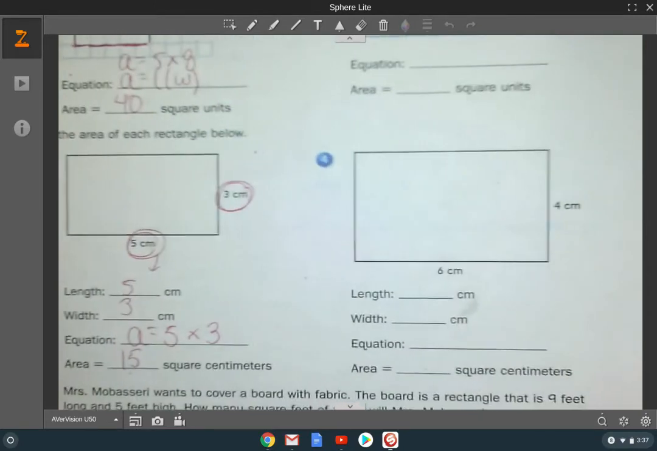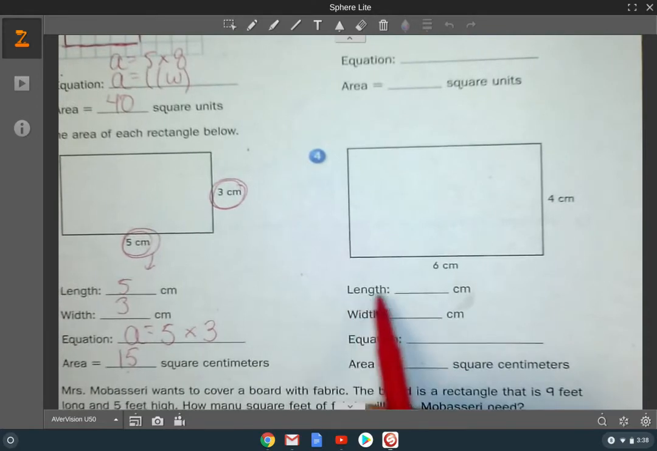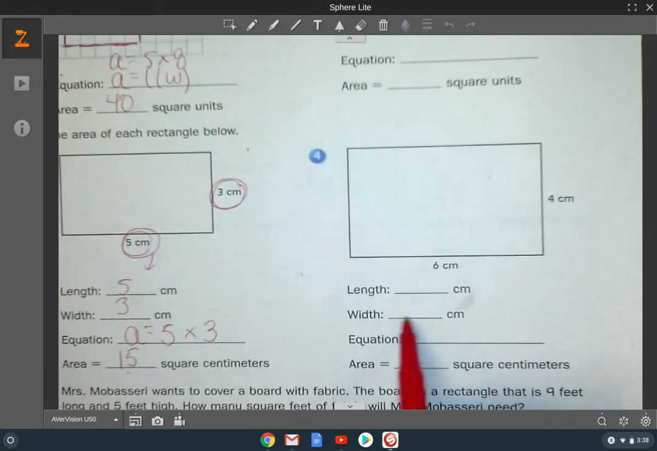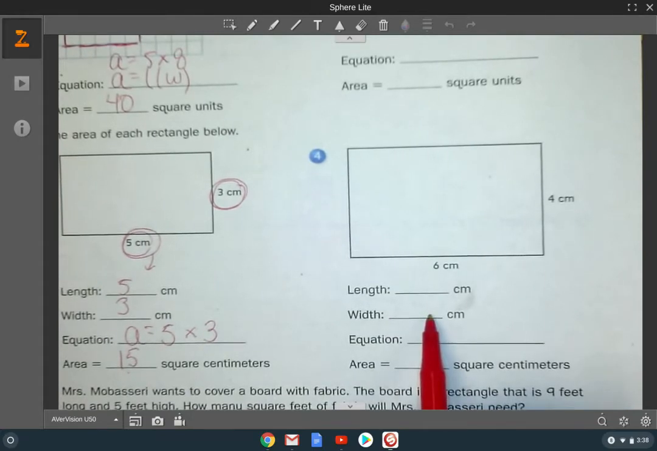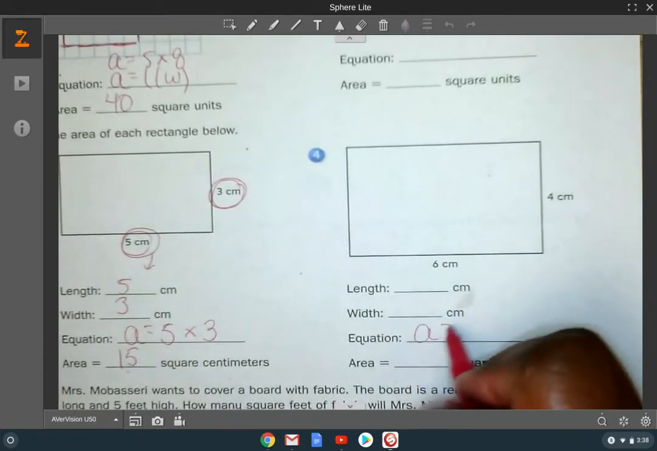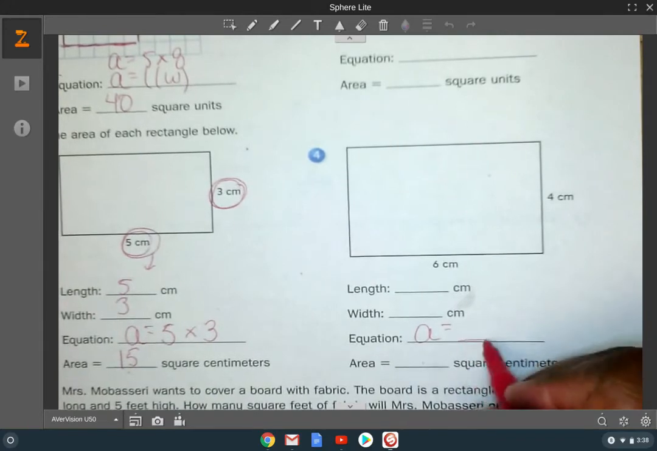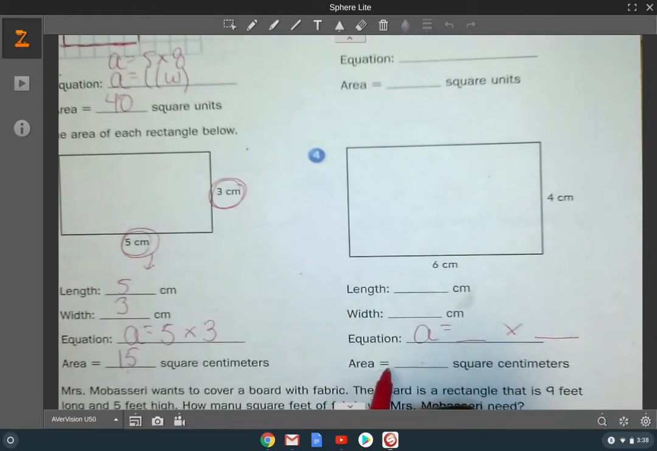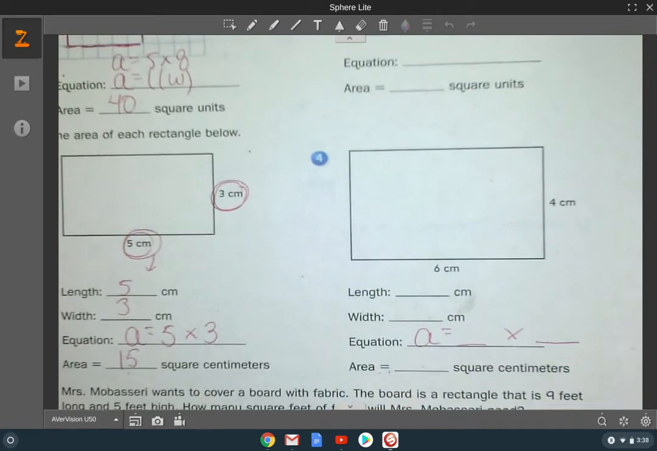Your turn. For number 4, what is the length? Write it on this line. What is the width? Write it on this line. And the equation. What am I going to multiply? And what is the answer? What is my area? Pause this video so you're able to complete number 4.